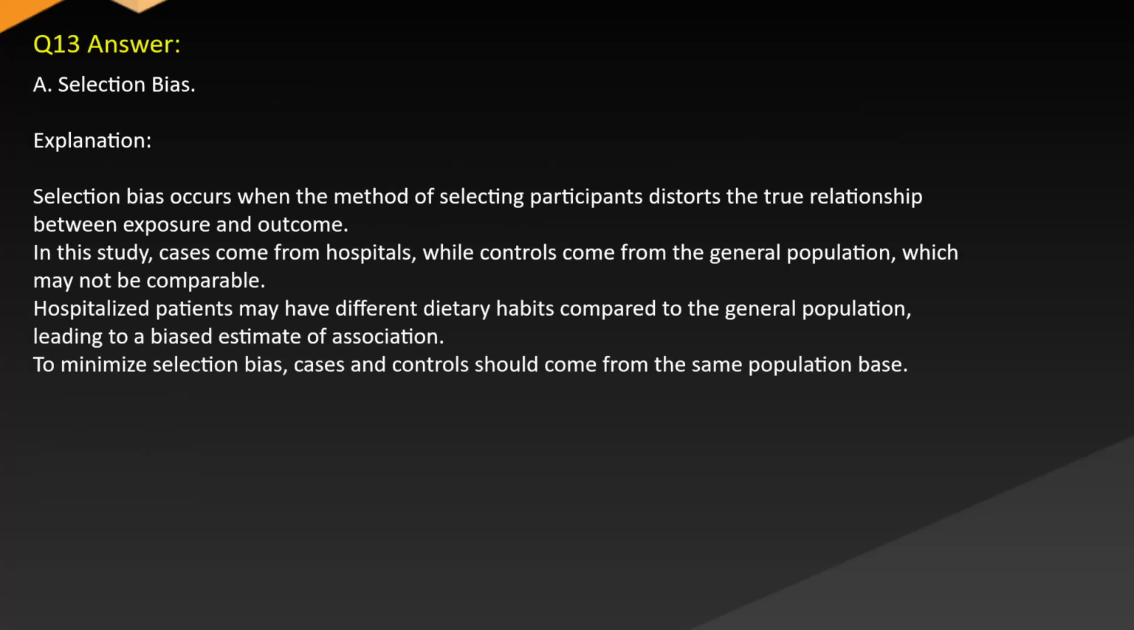Answer A. Selection bias. Explanation: selection bias occurs when the method of selecting participants distorts the true relationship between exposure and outcome. In this study, cases come from hospitals, while controls come from the general population, which may not be comparable. Hospitalized patients may have different dietary habits compared to the general population, leading to a biased estimate of association. To minimize selection bias, cases and controls should come from the same population base.